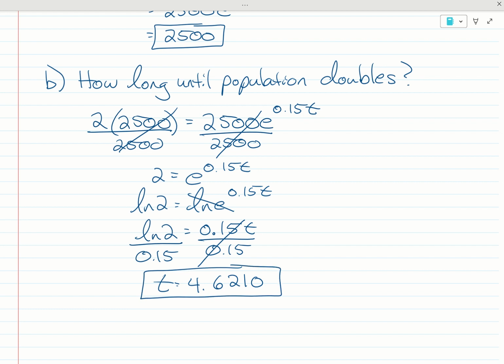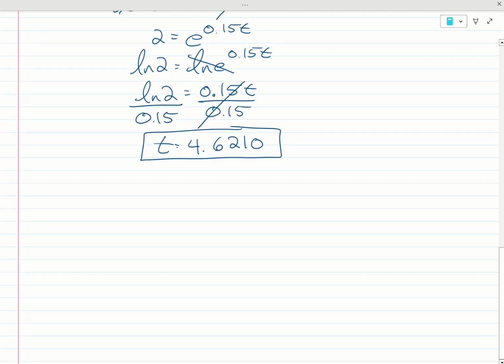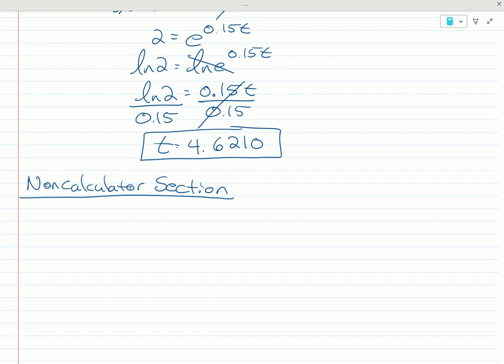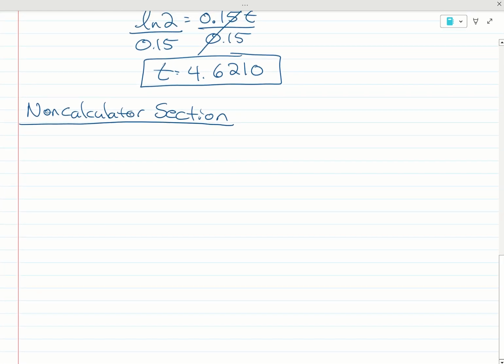Okay. Moving along to the non-calculator section. First problem is going to be a rational inequality. So we have a problem where x minus 3 divided by 2x squared minus x minus 3 is greater than or equal to 0.